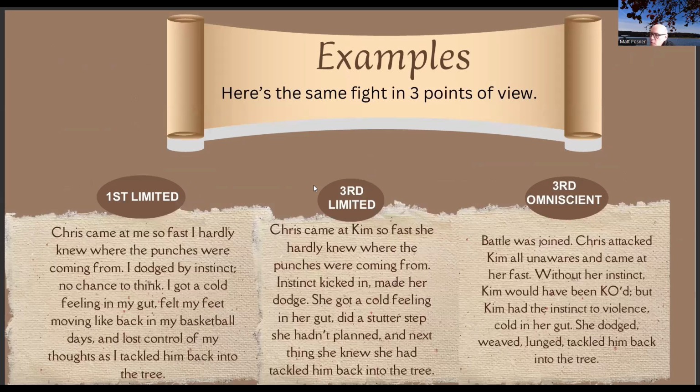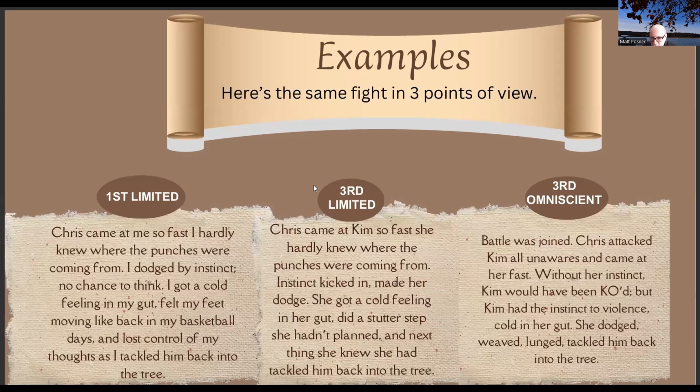So I'm moving to examples. Here is the same fight in three points of view. First person limited, this is a fight between Chris and Kim. So in the first person limited, it's Kim's point of view. "Chris came at me so fast, I hardly knew where the punches were coming from." So we're very tightly in Kim's point of view here.